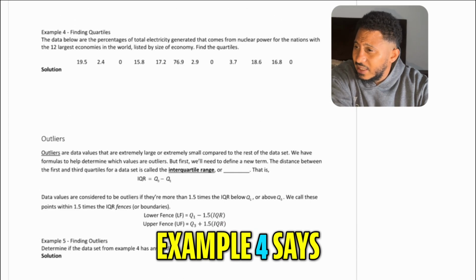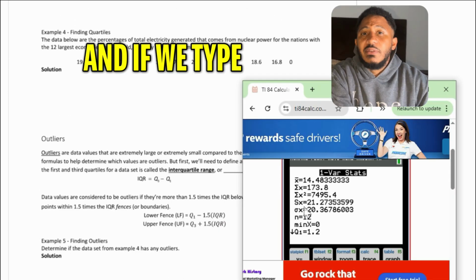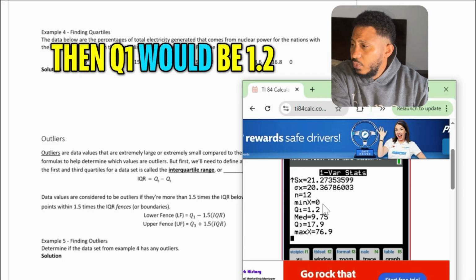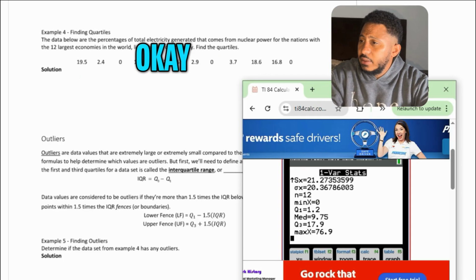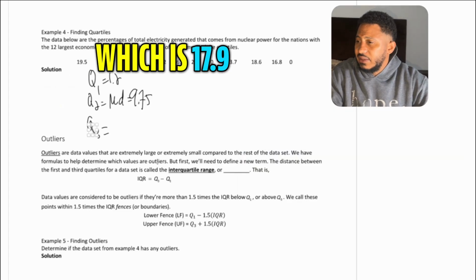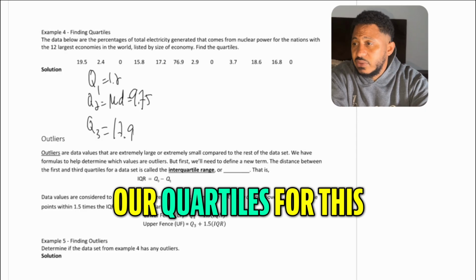So example 4 says find the quartiles of this data set. If we type those numbers in and scroll down, then Q1 would be 1.2. Q2, which is the median, is 9.75, and Q3 is 17.9. So those would be our quartiles for this data set.